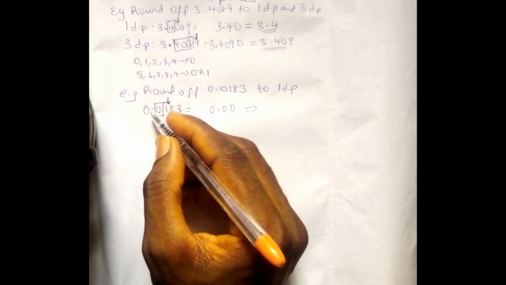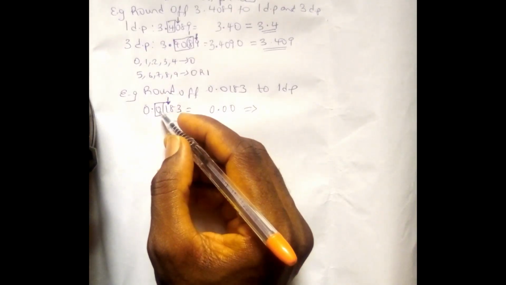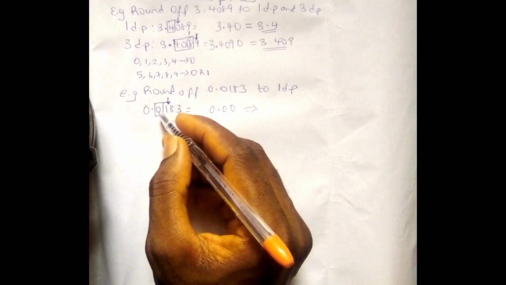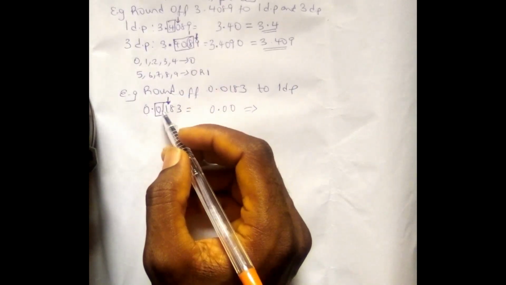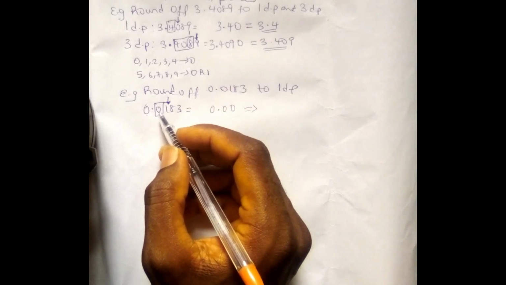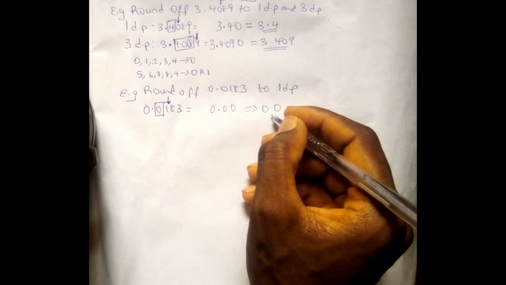which is what? 0. So therefore, we're writing what is outside the decimal point, and the number inside this box here. If it has been rounded up, you write the new answer, just like the way we did in this. But if nothing rounded it up, you write the same answer that is inside this box here. So our answer is 0.0. This is the answer in 1 decimal place.